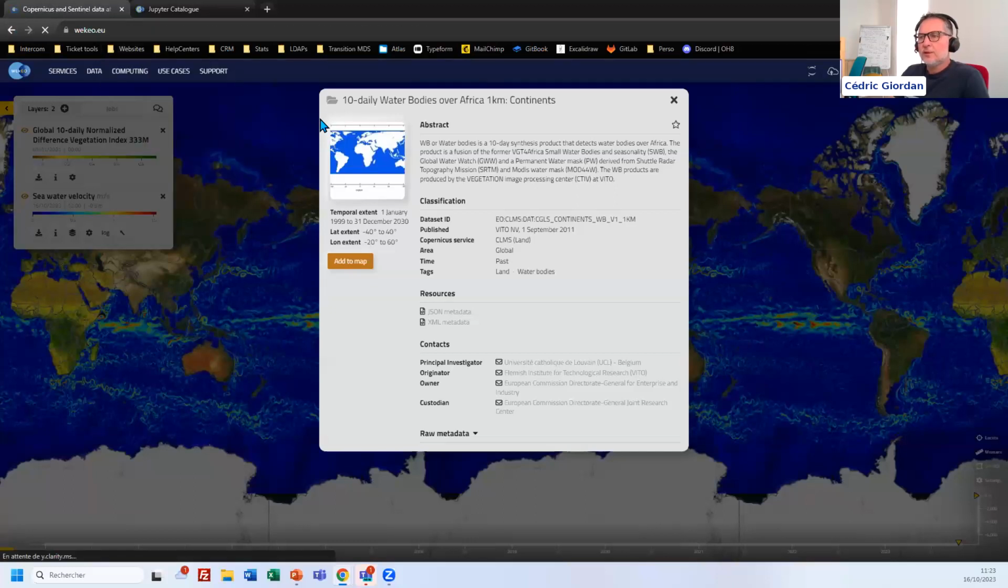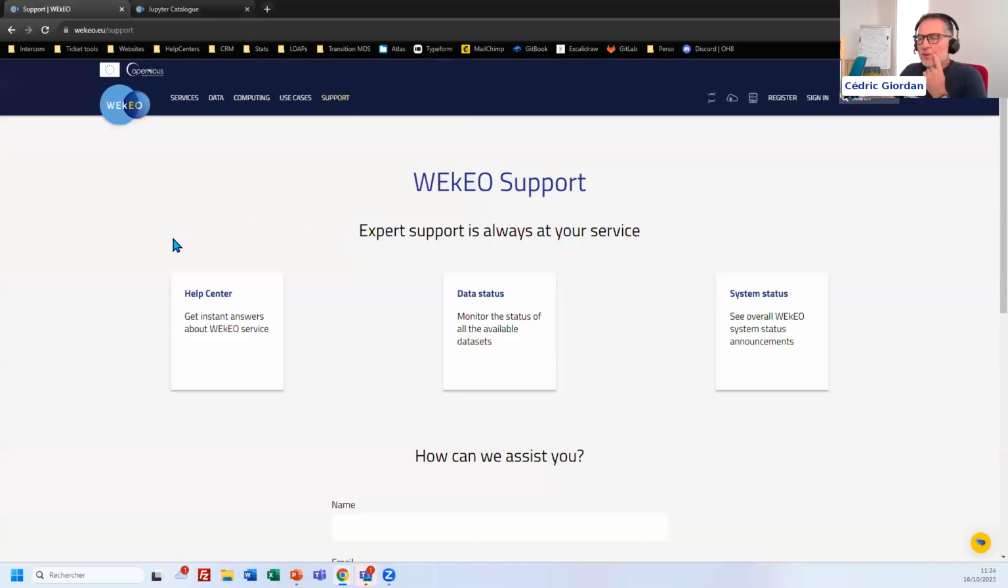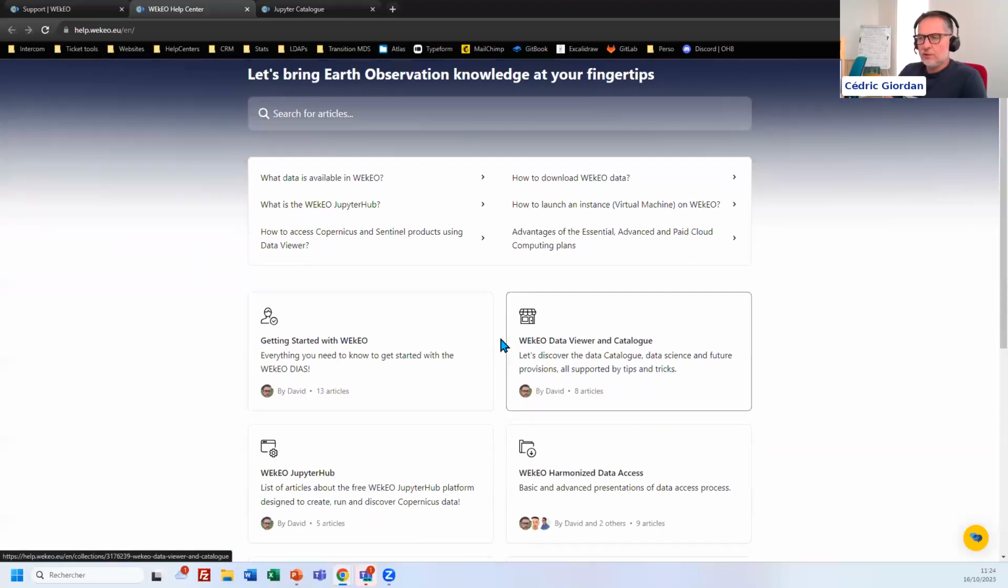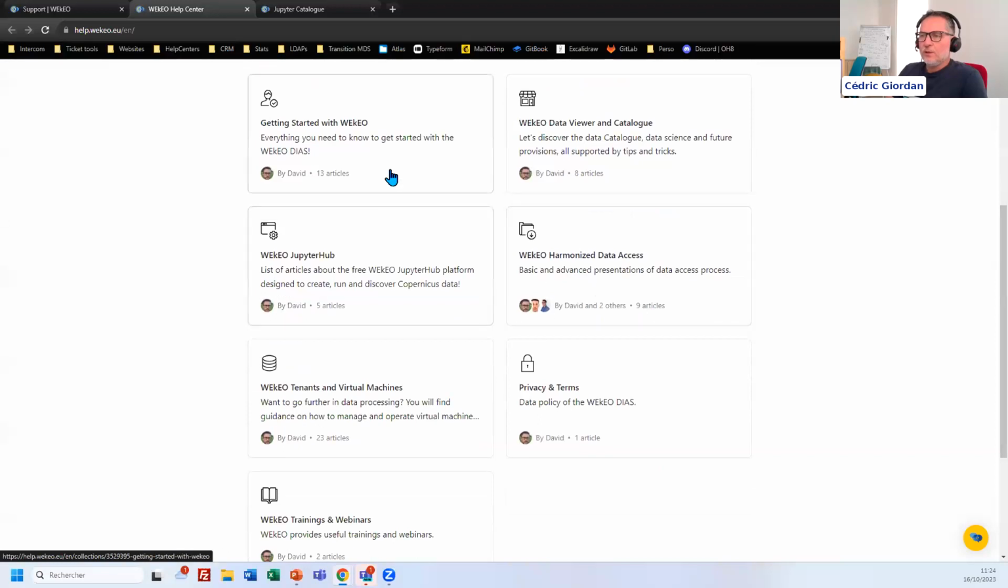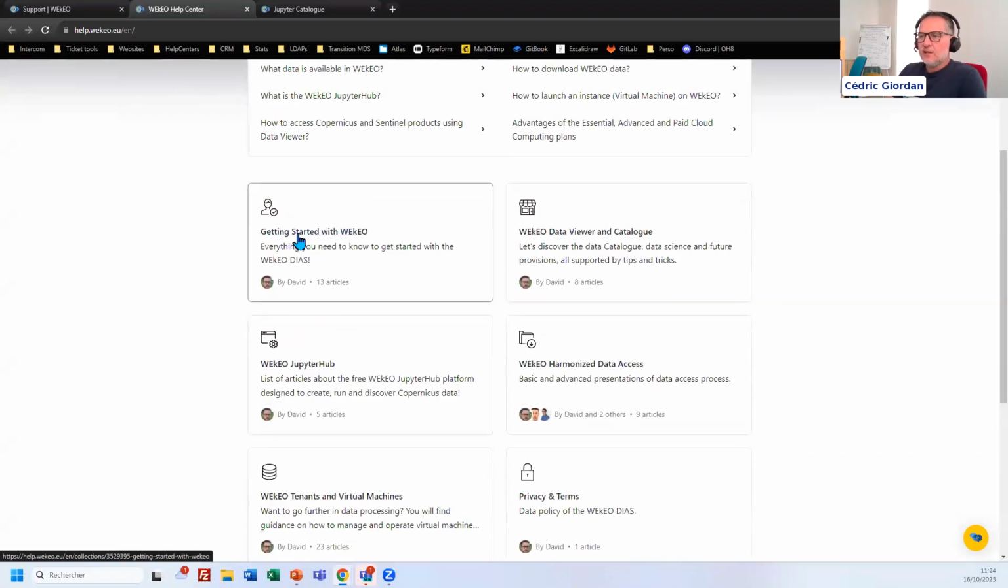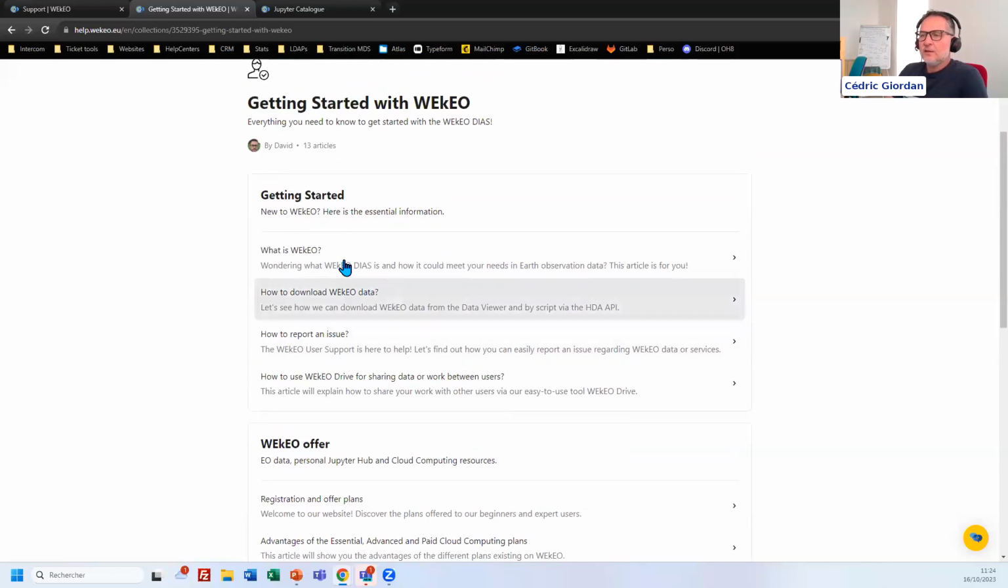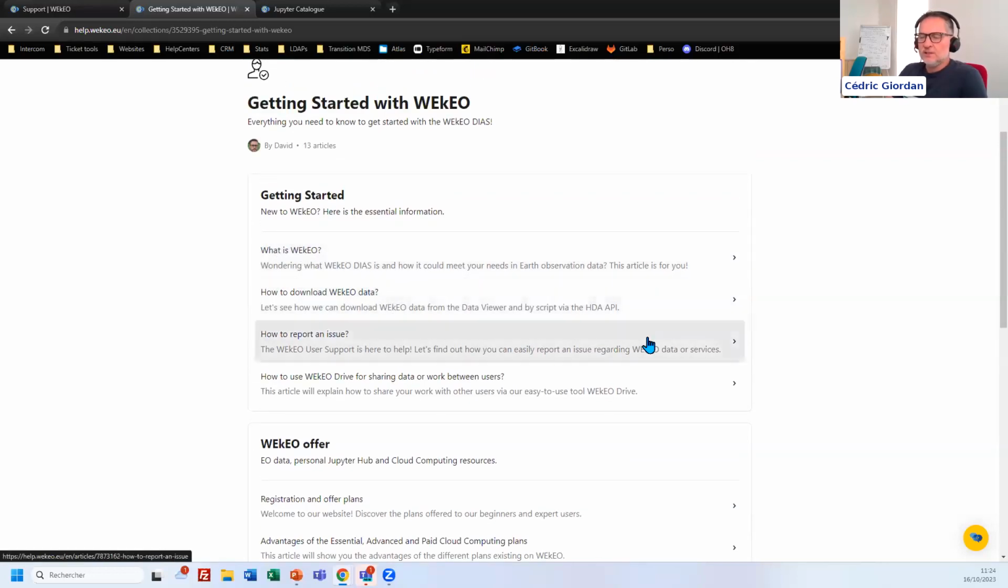Come back to WEkEO. The third box is the Help Center. This section is really important because you will find many articles explaining how to use the data and the services. You will find several collections with different themes, and inside, for example, if I follow Getting Started with WEkEO, you will find several sub-collections explaining what WEkEO is, how to download, etc.